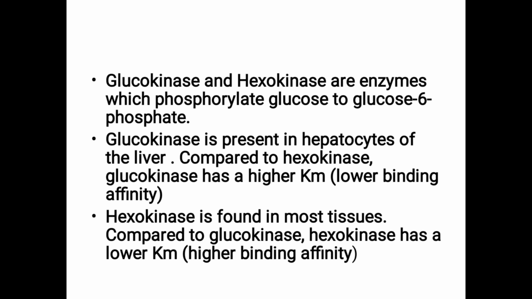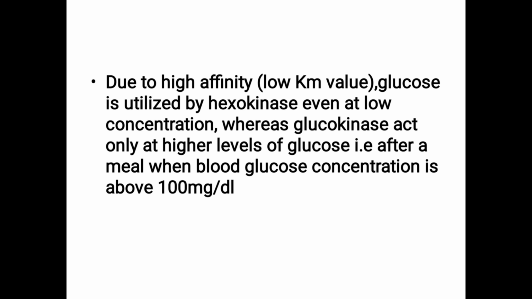Because hexokinase has a lower Km value, it has higher affinity to glucose. So due to high affinity, meaning low Km value, glucose is utilized by hexokinase even at low concentration in the tissue, whereas glucokinase acts only at higher glucose levels, that is after a meal, because excess glucose is converted to glycogen by the enzyme glucokinase. Hexokinase acts at lower blood sugar concentration also, because it supplies energy to tissues. That is the meaning.